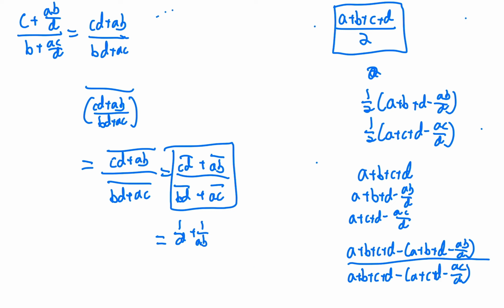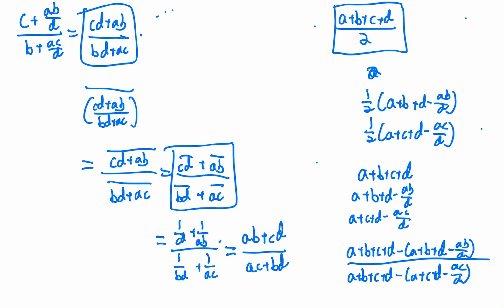So we get (1 over AB plus 1 over CD) over (1 over BD plus 1 over AC). And so now we want to prove that this is equal to this. And this, by multiplying everything by ABCD, is just (AB plus CD) over (AC plus BD), which is clearly the same thing as this. So these are equal, so the 3 points are collinear.